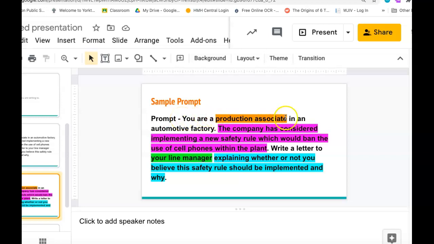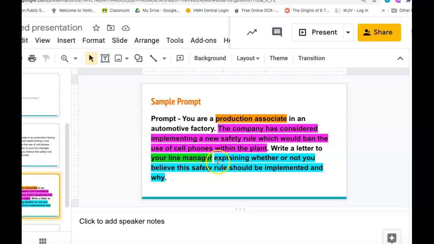So if we kind of look through this for the key elements, we're looking first for who are we. So we're a production associate. So we're working in an automotive factory, so a place where they make cars. Then I'm looking for what it is I'm writing about, and I've highlighted that here in purple. The company has considered implementing a new safety rule which would ban the use of cell phones within the plant. Okay, who are we writing this letter to? I've highlighted in green. We're writing to our line manager, so the person who kind of manages everybody who's working on the line making cars.